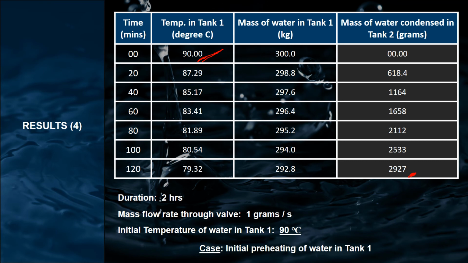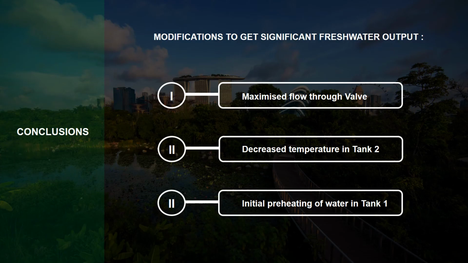After checking through all the cases, the following conclusions are made. The very initial setup does not yield significant freshwater output, but the yield can be improved by modifications. To do so, moisture flow rate through the valve may be maximized, the temperature in tank 2 may be decreased, and most importantly, the saline water in tank 1 may be preheated to a high initial temperature. This last modification in itself can cause a significant increase in the freshwater yield.